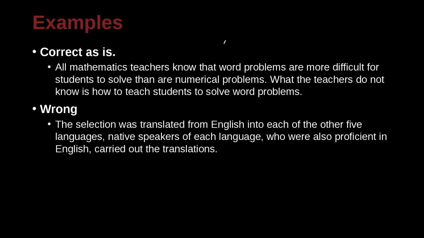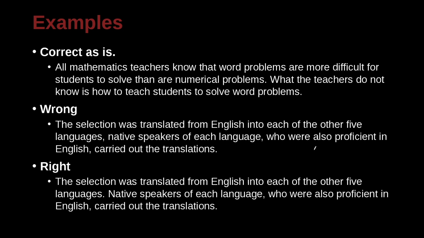Let's look at some example where we can clearly see what's wrong. The selection was translated from English into each of the other 5 languages. Native speakers of each language who were also proficient in English carried out the translations. Now here we see a number of commas jammed in here, which actually make the reading and understanding a little bit difficult. Let's look at the correct sentence. The selection was translated from English into each of the 5 languages, period.